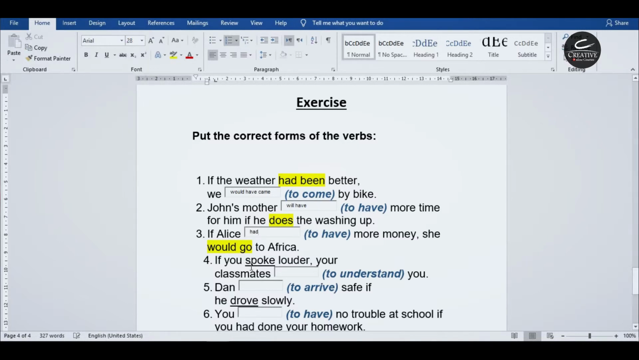Number 4: if you spoke louder, your classmate. Here, spoke is in the past tense, so this is the second conditional of if. We have to use would plus the infinitive. So your classmates would understand.